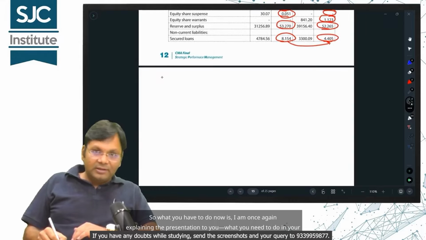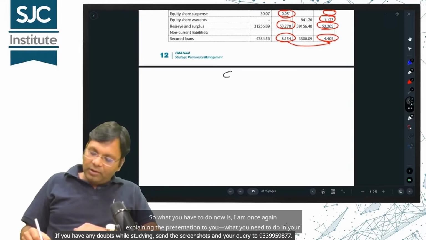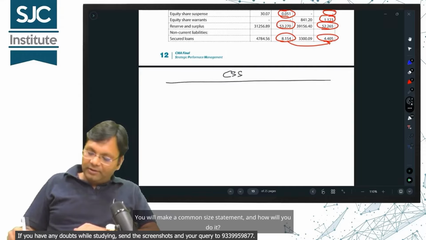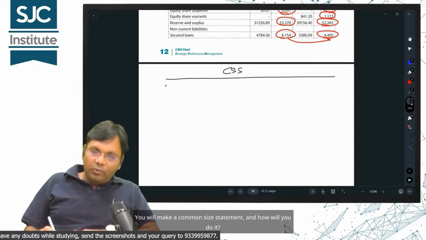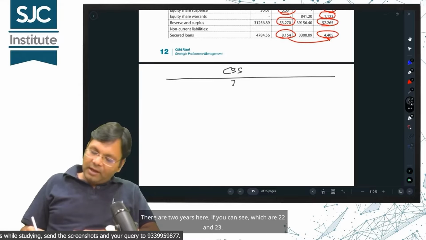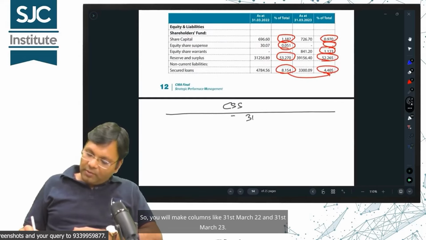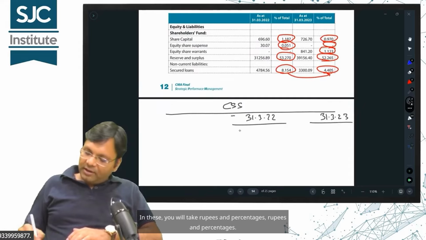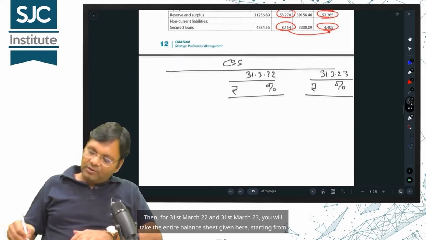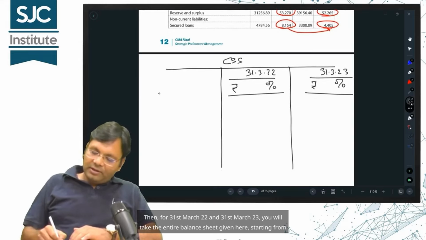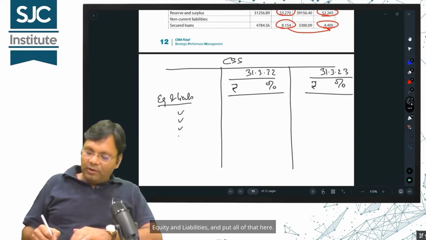So what you have to do now is, I am once again explaining the presentation to you, what you need to do in your notebook. You will make a common size statement, and how will you do it? You will copy the entire balance sheet. There are 2 years here, which are 22 and 23. So, you will make columns like 31st March 2022 and 31st March 2023. In these, you will take rupees and percentages, rupees and percentages. Then, for 31st March 2022 and 31st March 2023, you will take the entire balance sheet given here, starting from equity and liabilities, and put all of that here.